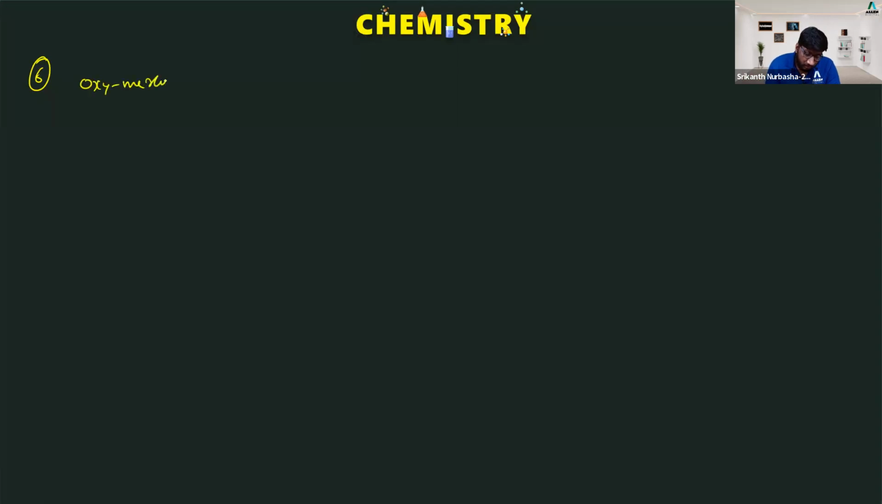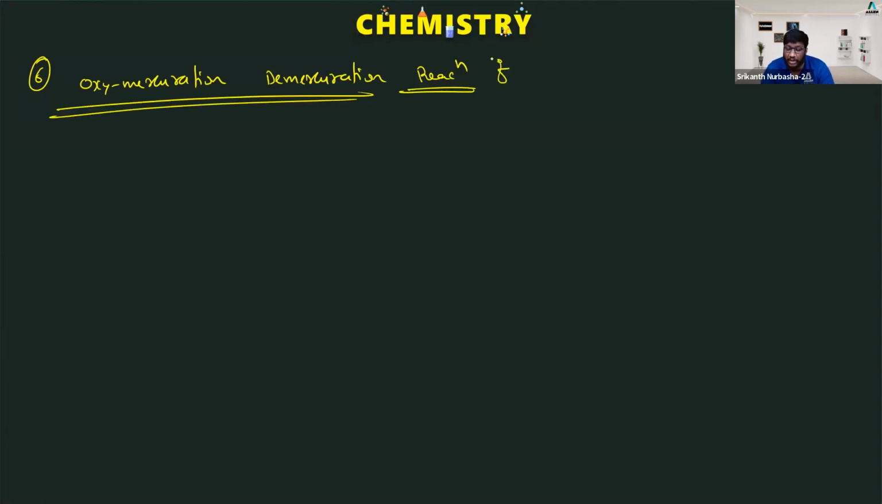Oxymercuration, demercuration reaction. Oxymercuration, demercuration means the reaction will go like this. Whatever alkene we have, that alkene is going to be treated with mercuric acetate in the presence of water, followed by NaBH4. It will form the respective alcohol. Simply, it is going to be addition of water according to Markovnikov rule, and there is no carbocation formed, so there is no possibility of ring expansions or rearrangements. Carbocation is not the intermediate. The intermediate is the three-membered ring.